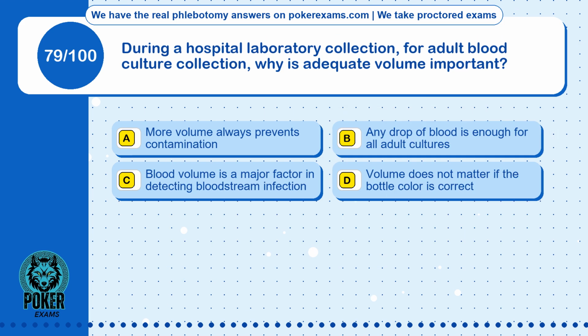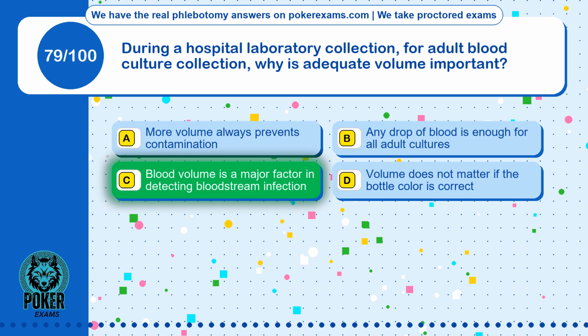Question 79. During a hospital laboratory collection, for adult blood culture collection, why is adequate volume important? Option A. More volume always prevents contamination. Option B. Any drop of blood is enough for all adult cultures. Option C. Blood volume is a major factor in detecting bloodstream infection. Option D. Volume does not matter if the bottle color is correct.